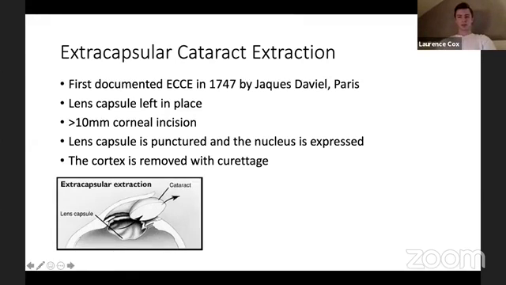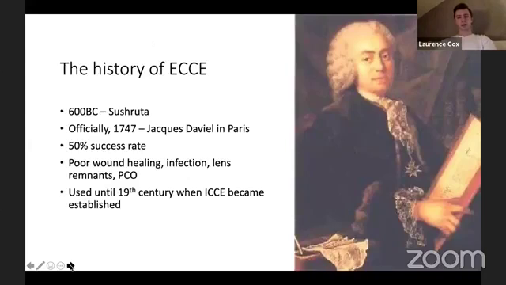So a bit more about the history. This gentleman on the right here is Jacques Daviel, who I mentioned earlier, performed the first extracapsular in 1747. There are some documents which suggest a similar kind of procedure may have been performed much earlier, in 600 BC by an Indian physician named Sushruta, but records are inconclusive, and certainly the first official extracapsular extraction was 1747.